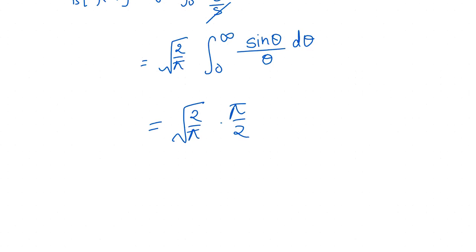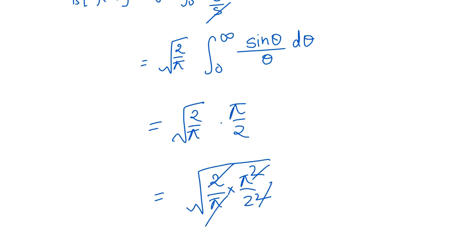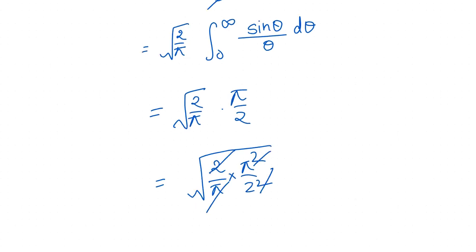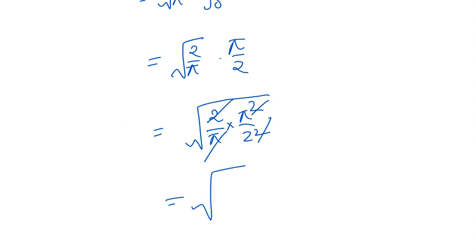So we can take this pi by 2 as the pi square over 2 square. So we will have the final answer equal to pi by 2 in square root. Okay. Yes, ma'am. So this is the required transform.